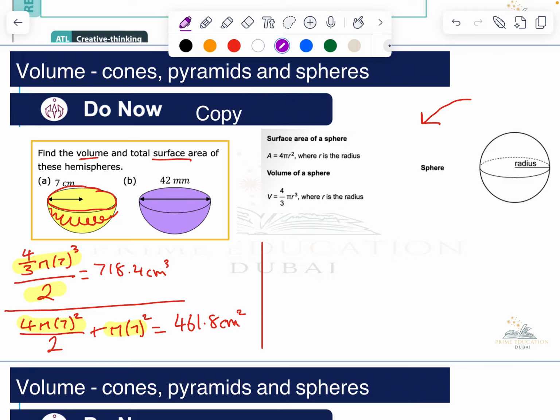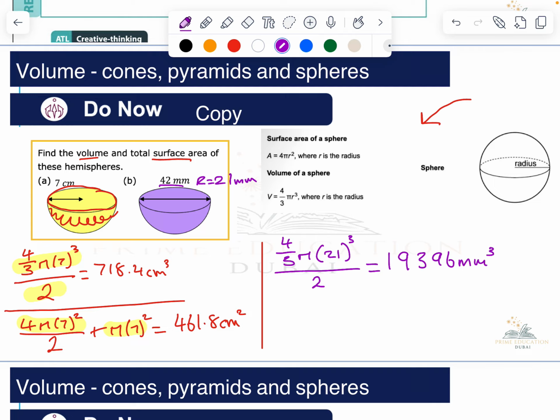Right, the second shape that we're going to look at here, this time it gave me the diameter, so that means the radius is going to be 21 millimeters. And then we just do exactly the same. So the volume, 4/3 pi, the radius is 21, you're going to cube it, put that into your calculator and then divide that by 2, and your volume for this question is 19,396 millimeters cubed.